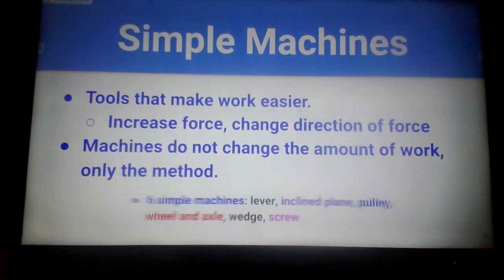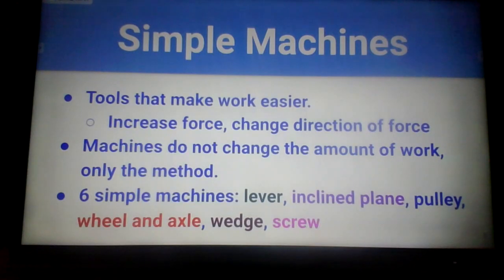So simple machines make the job easier to do. There are 6 of those. We will concentrate on lever for the rest of this session, and the next time we'll look at inclined planes, pulleys, wheel and axle, wedge, and screw.